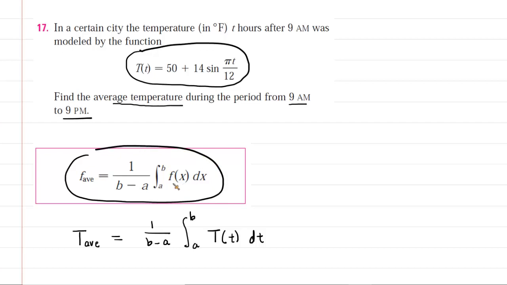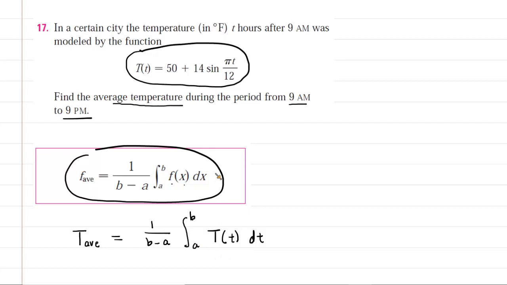This formula uses the notation f of x, but if we look at our equation, it's actually capital T as a function of lowercase t. So in other words, it's temperature as a function of time. So we have actually rewritten the formula below using that notation for the function. And then instead of f average, we're going to have T average. But basically, it's the same equation.